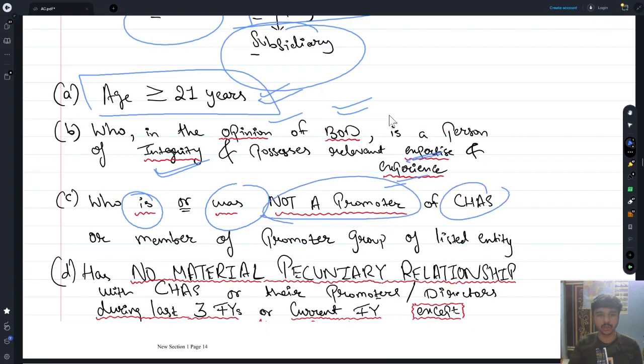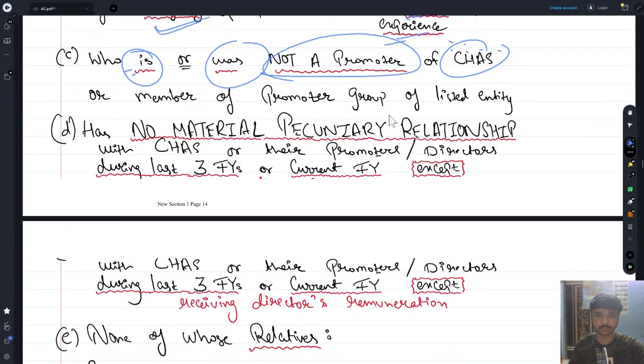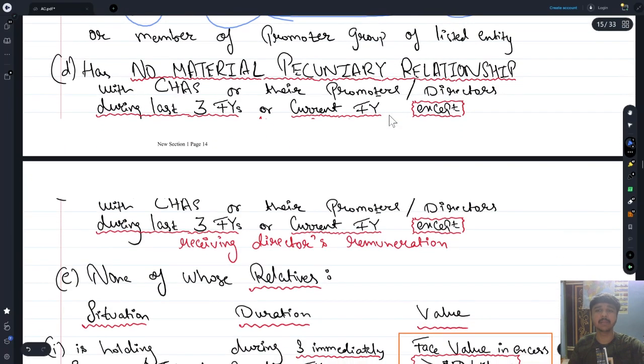That is, neither are you a promoter of the company holding associate subsidiary, nor were you a promoter of the company holding associate subsidiary. Okay, in both cases you are not an independent one. Now, you have no material pecuniary relationship with CHAS, okay, no material pecuniary relationship with CHAS during the last 3 financial years or the current financial year.